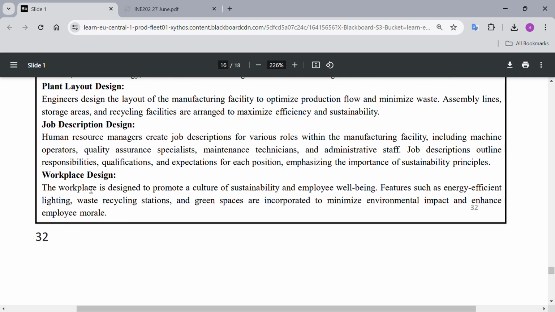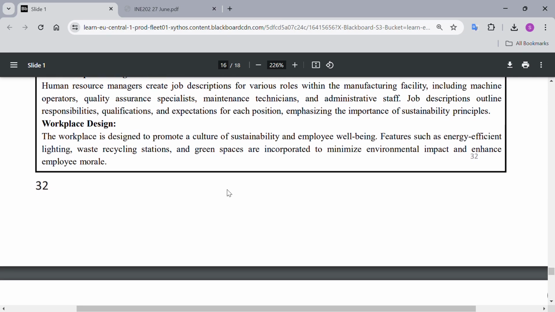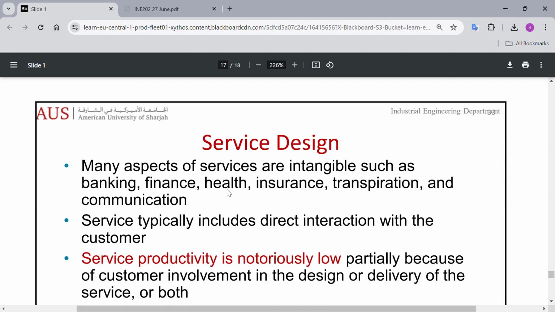So, and then we have the workplace design, which is our last step, to promote a culture of sustainability, and also design the culture and the facility to ensure that it's safe for our employees and it's well established, and also it's energy efficient. It recycles waste, and green spaces are incorporated to minimize environmental impact. So these are all important things.